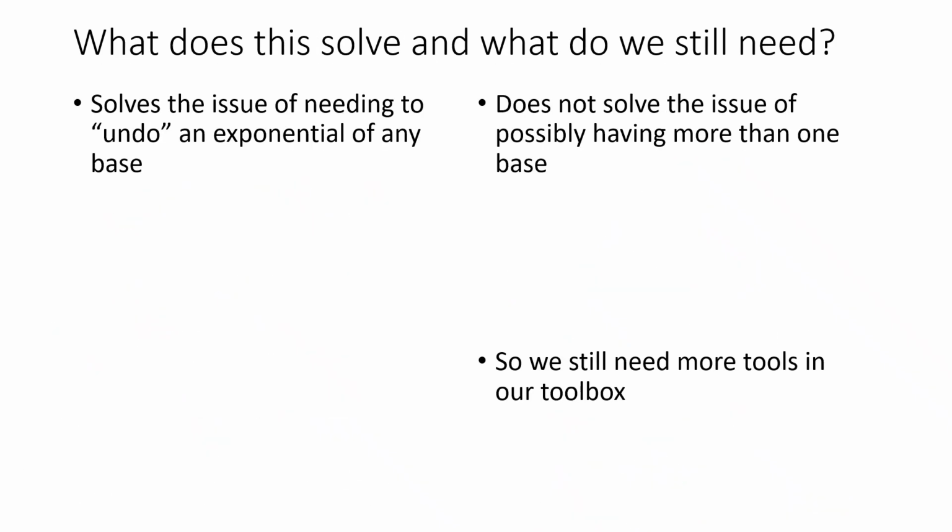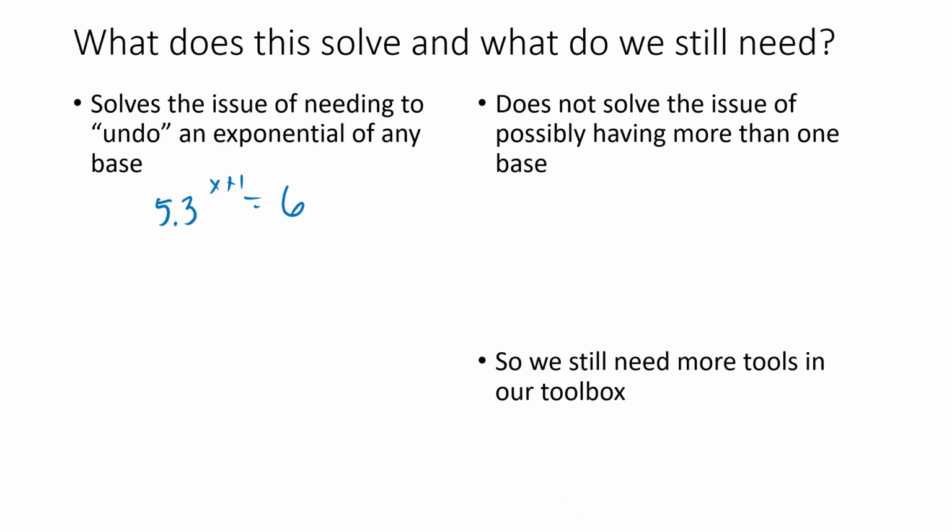So what does this solve, and what do we still need in terms of our exponential skills? This solves the issue of needing to undo an exponential of any base. So it sets us free from having to match up bases. So any kind of base, we are good to go. So you could see 5.3 to the x plus 1 equals 6. And we now have a tool that can get us to where we want to go with the x.